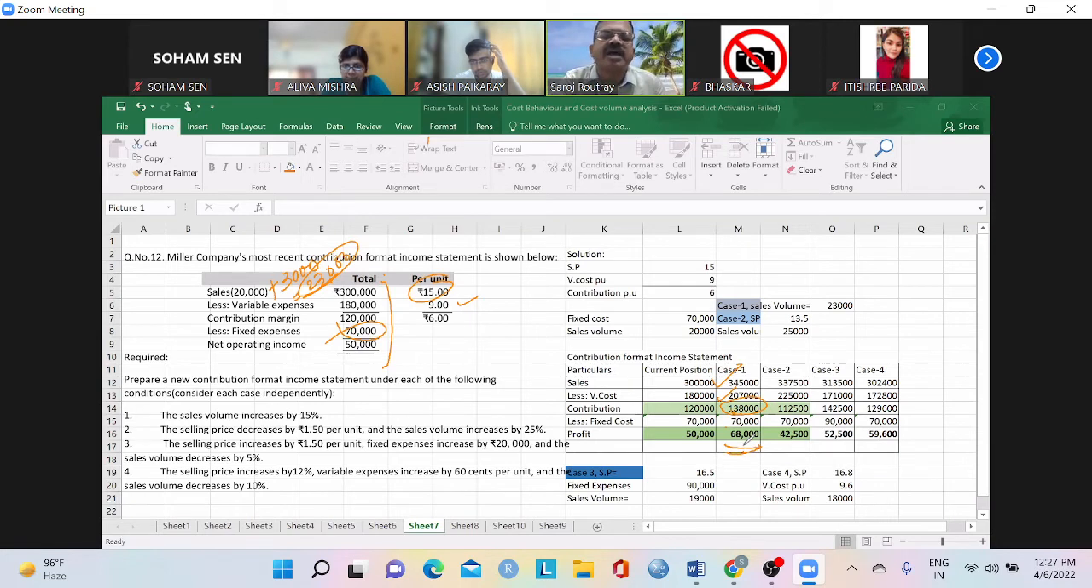Without doing all these things also, I can say profit will increase by 18,000. How? If I know that 3,000 will be my increase in volume, I know that every unit contributes 6. So 6 into 3,000, I'll be able to do that. Yes, profit will increase by 18,000 if this happens. Okay. Now coming to the second case.